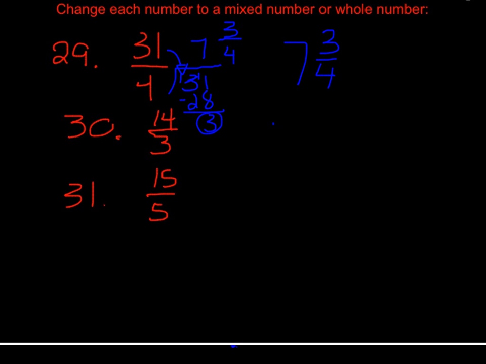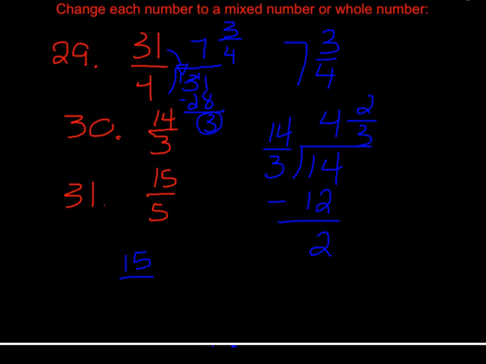Looking at 14 over 3, we're going to divide bottom into top, put that 14 in the box. 3 goes into 14 4 times, which is 12. And then we have 2 left over, so I'm going to put that 2 over my 3, because that's what I started with. So it's 4 2/3. On this last one, 15 over 5, again, bottom into top, 5 goes into 15, 3 whole times. So since you have nothing left over, your answer is just 3. You don't need to write 0 over 5.